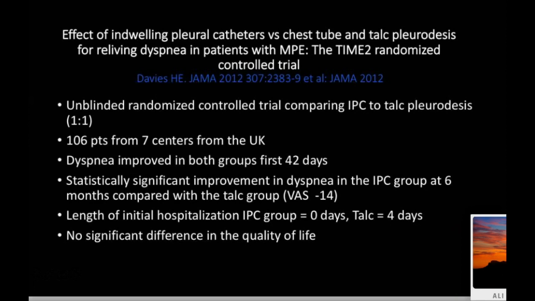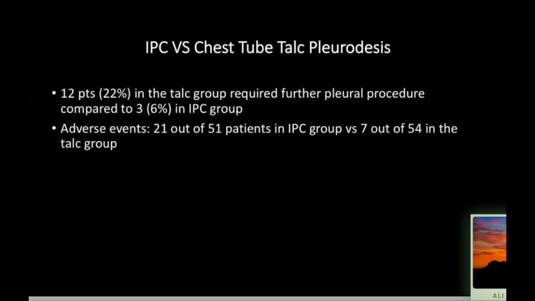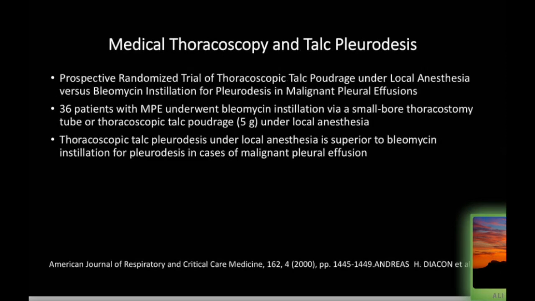Quality of life, they said no significant difference, but it's debatable. 22% of the patients in the talc group required further pleural procedures compared to only 6% in the IPC group. That's also a pretty significant statement from a pretty large study in very well-reputed centers. Adverse events, there were more adverse events in the pleural catheter group versus the, or is it the chest tube group? And we will talk about it in the last four or five slides. What are those adverse events and what happens? Most of these were simple infections treated with antibiotics. And I'll show you some data on that in the last four or five slides.